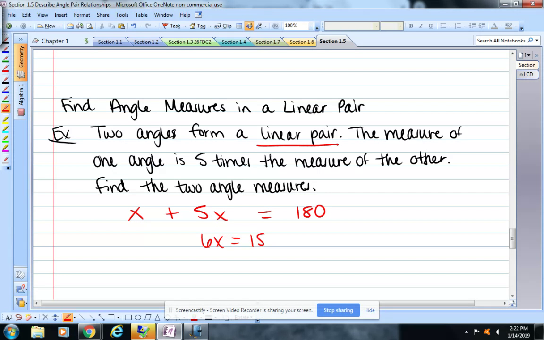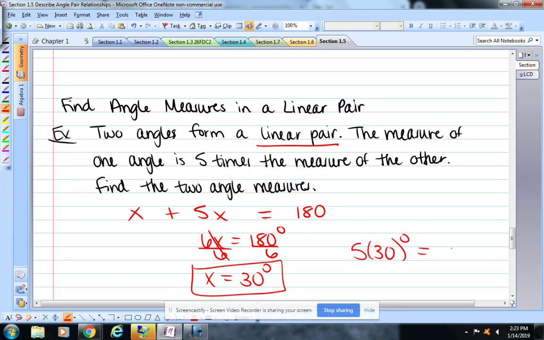6x equals 180 degrees. And then I do what? Divide by 6, and x is what? So one of my angles is 30 degrees. The other one is going to be 5 times 30 degrees, which is how much? 150 degrees. Now, does that work out? Is 150 plus 30 equal to 180? Yes. We did it. We found them. The 2 angles are 30 degrees and 150 degrees. Does that make sense?